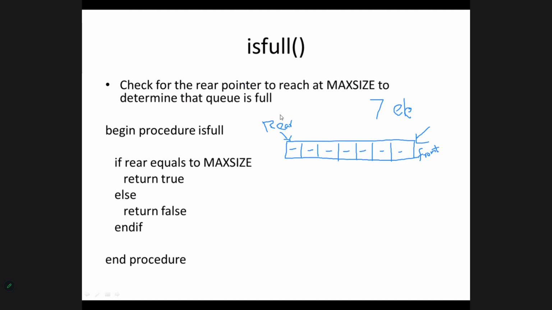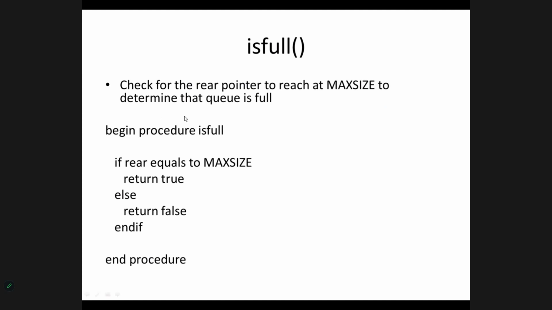So we are checking whether the rear has reached max size or not. If it is equal to max size, then the queue is full. If not, return false, so the queue is not full. Okay, let me clear the drawings.